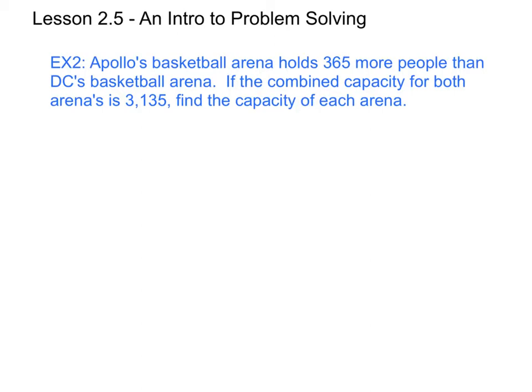So let's begin. In most of these problems, you're going to be comparing one thing to another, and it's important that right off the bat you realize what you're comparing. In this problem, it's not too hard. We're comparing Apollo's arena, so we'll call that AHS, to Davis County's arena. We'll go DC there. That's what we're comparing. So let's look at this. It says Apollo's basketball arena holds 365 more people than DC's basketball arena. Well, if we know how much DC's holds, then we could just add 365 to it because ours is more than DC.